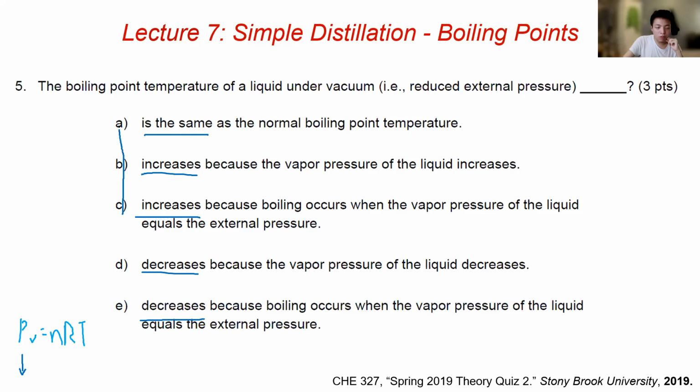We can almost cross this straight out and leave us D and E. And D decreases because the vapor pressure of the liquid increases. No, boiling only occurs when the vapor pressure of the liquid and the external pressure are equal. So this is a really important definition you guys have to remember.